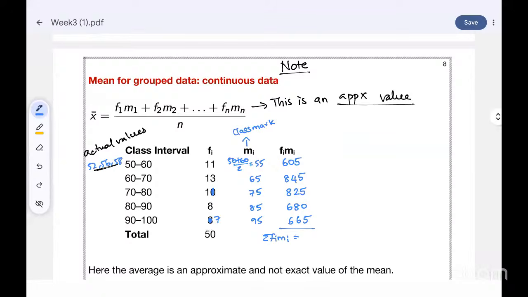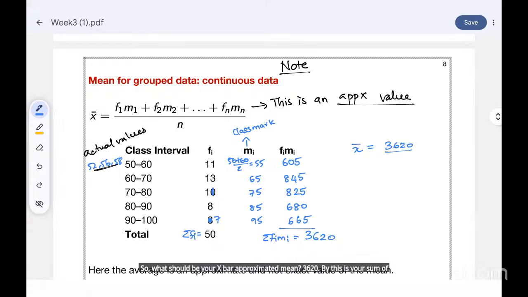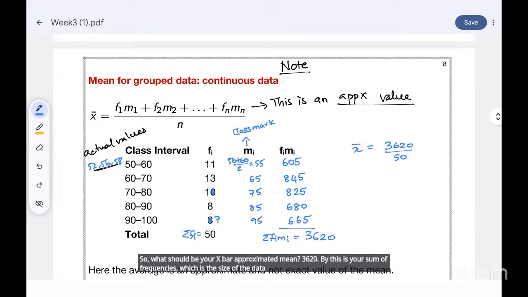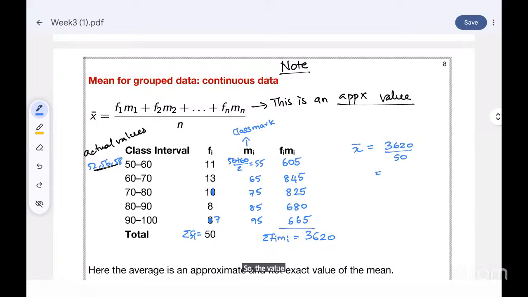So what is the sum? 3620. So what should be your x bar, the approximated mean? 3620 divided by the sum of frequencies, which is the size of the data set. So the value is approximately 72.4. Here the average is an approximate value and it is not an exact value of the mean.